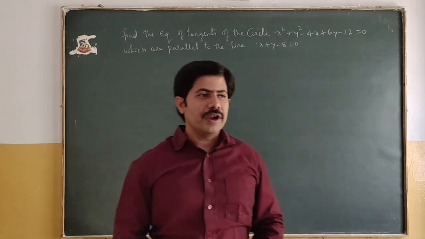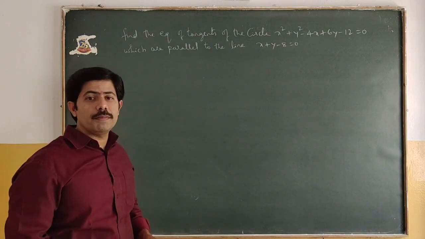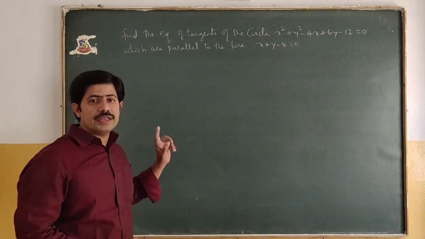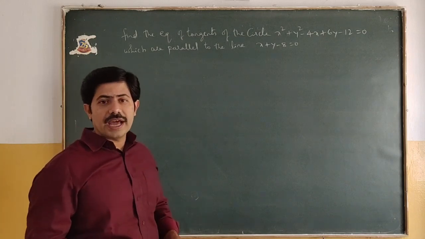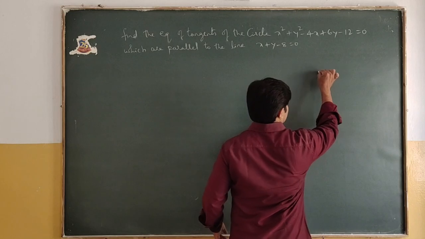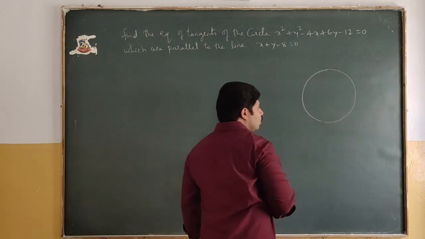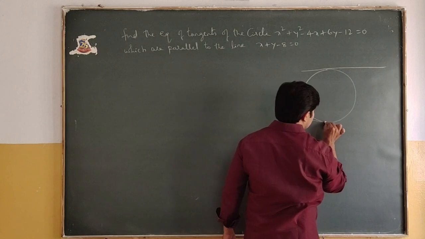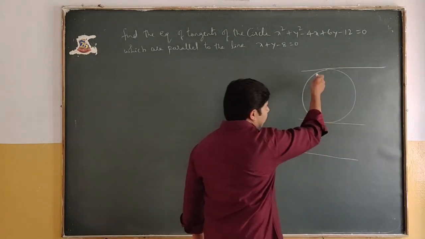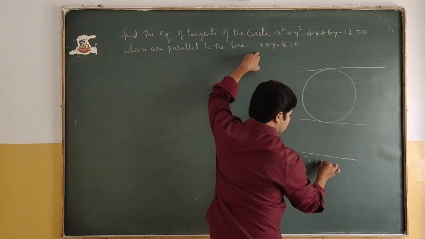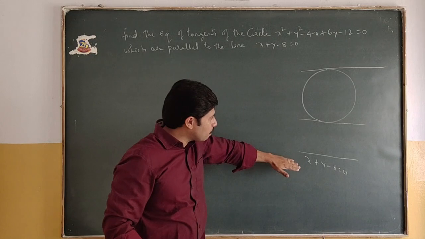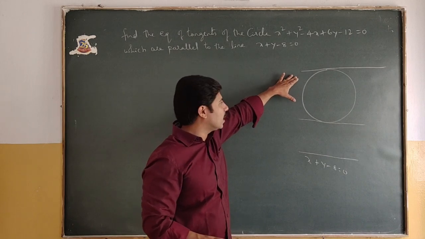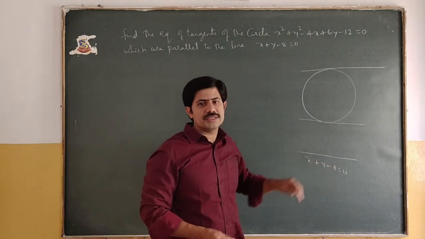So next problem. Find the equation of tangents to the circle x squared plus y squared minus 4x plus 6y minus 12 is equal to 0, which are parallel to the line x plus y minus 8 is equal to 0. Here the tangents are parallel to the line. We have to find the equation of tangents to the circle. So this is one tangent, this is one more tangent, and one more line is parallel to the tangents. What is that line? It is x plus y minus 8 is equal to 0. So we have to find these two equations of tangents. It is given that these two tangents are parallel to x plus y minus 8 is equal to 0.